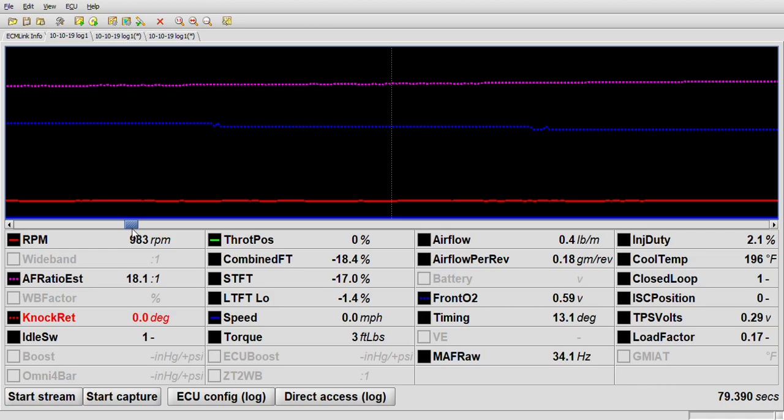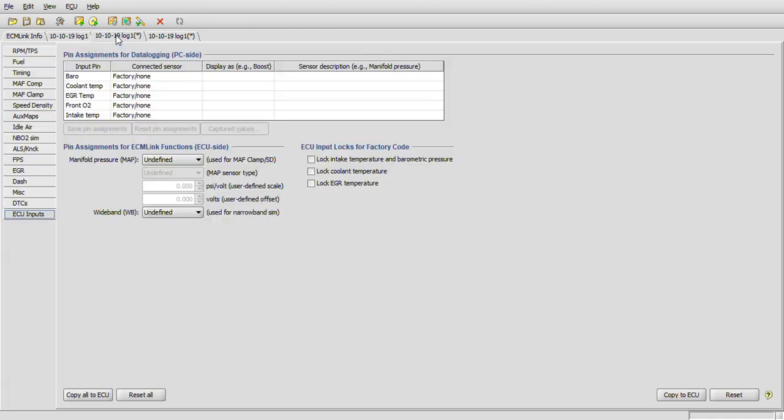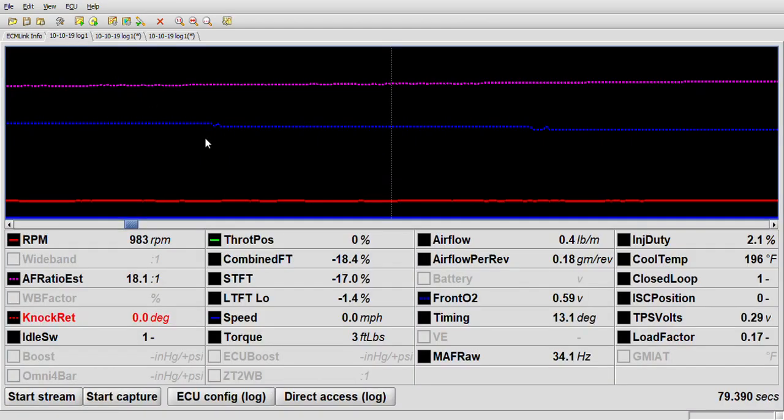So I'm just going to point out some of the things that I'm seeing here, so that some of you individuals watching the video have an idea of things to be looking out for. First and foremost, I see no wideband being logged. I did go ahead and look over some of the ECU inputs. We have no wideband being logged here. So that's the first thing I would suggest, getting a good wideband being logged.